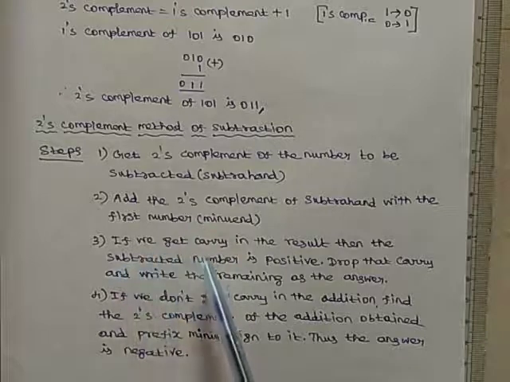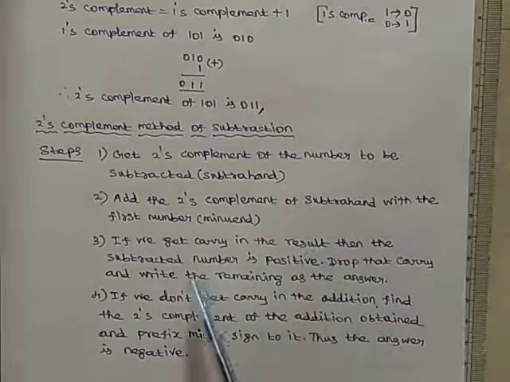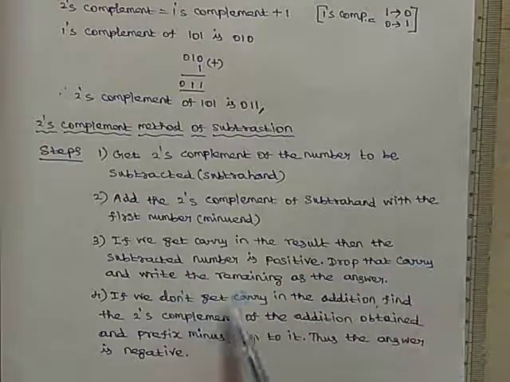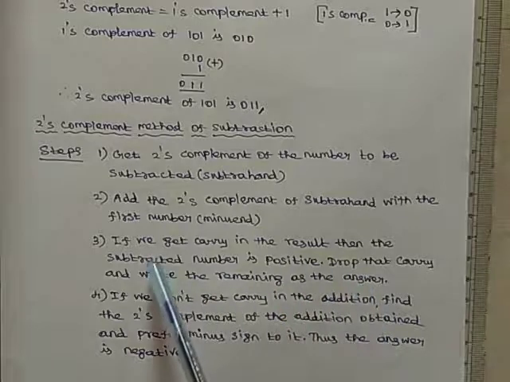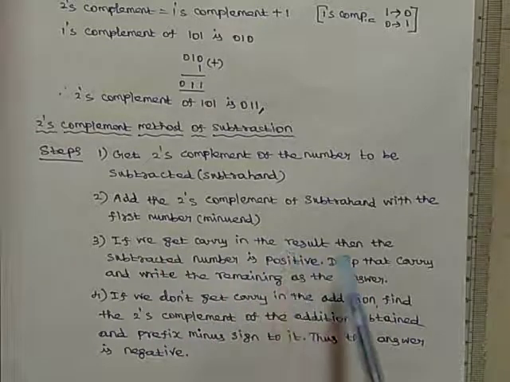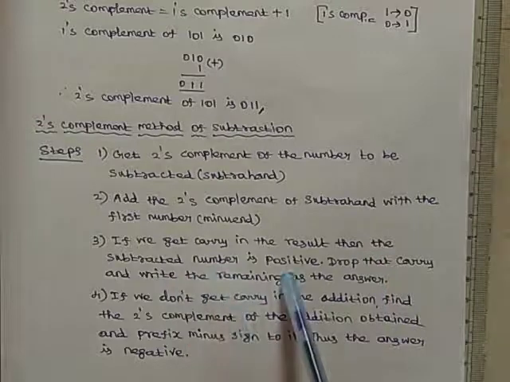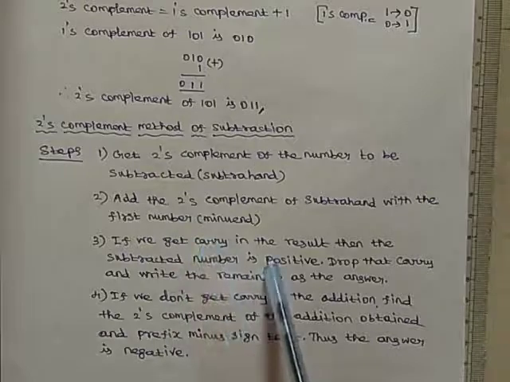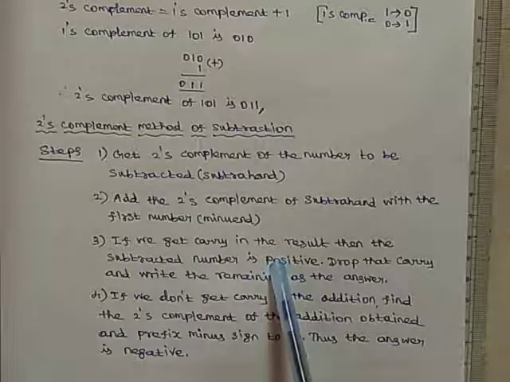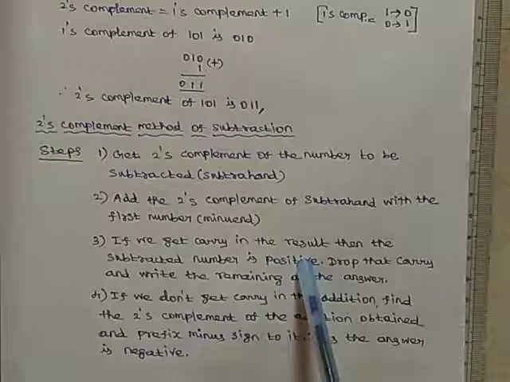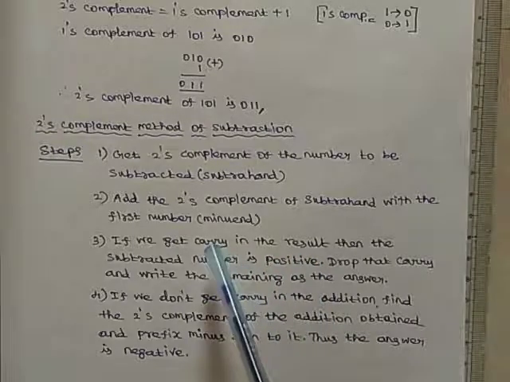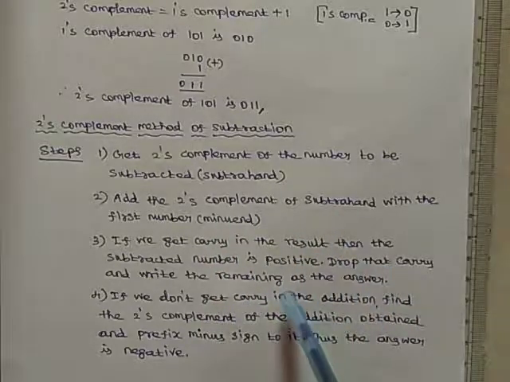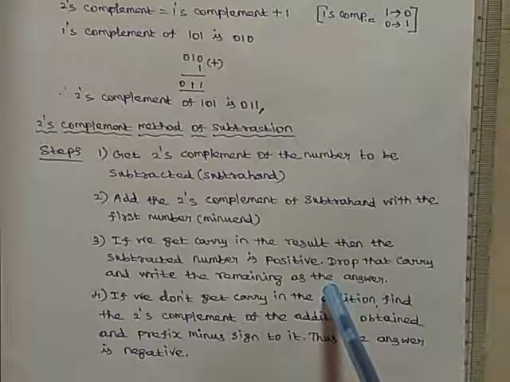Step 3: if we get a carry in the result, then the answer is positive. Drop that carry and write the remaining digits as the answer. In one's complement also, if we get carry 1, the result is positive. Here also the result is positive. In the one's complement method we add this carry to the result, but here we drop that carry and write the remaining as the answer. That is the difference.